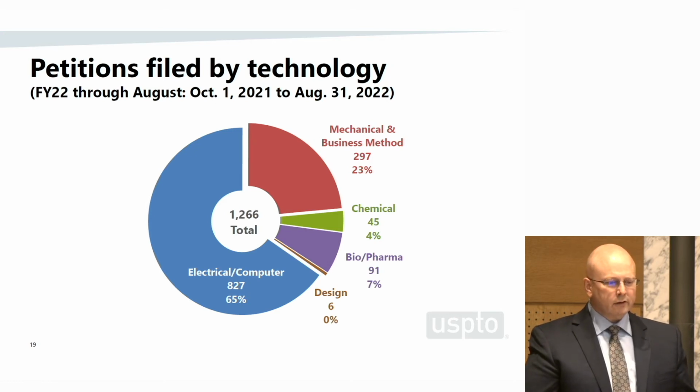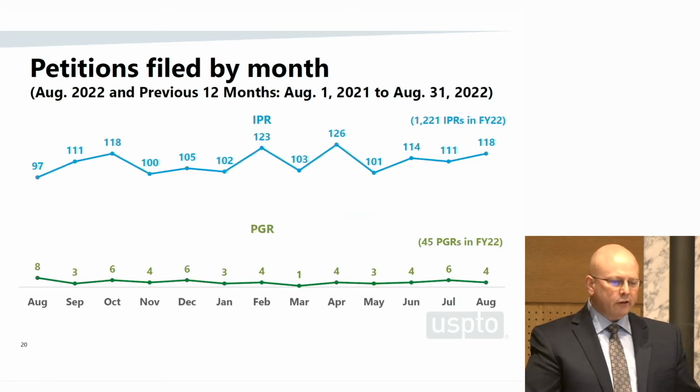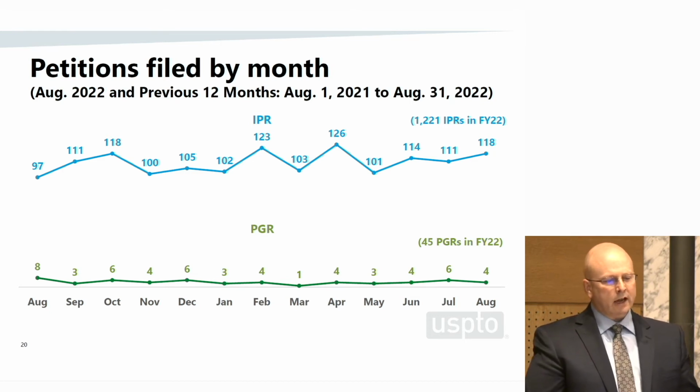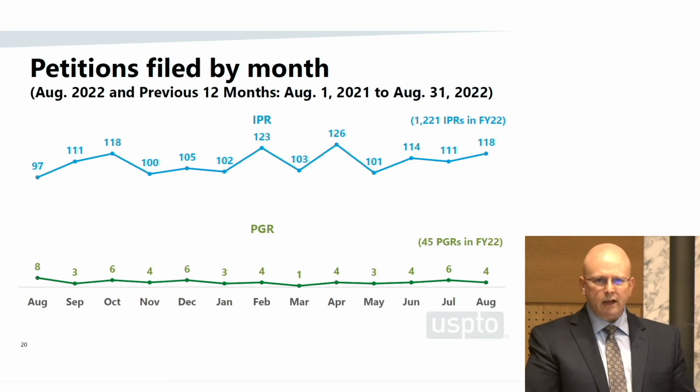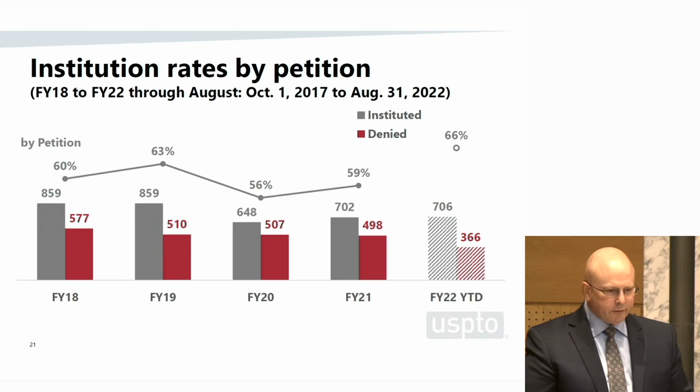This is, again, the last fiscal year. This just shows you month by month from August of 2022 through the prior 12 months what our filings are like. And again, you can see they're pretty steady month to month. There are some variations, but largely steady in IPR and PGR filings, but at very different levels.